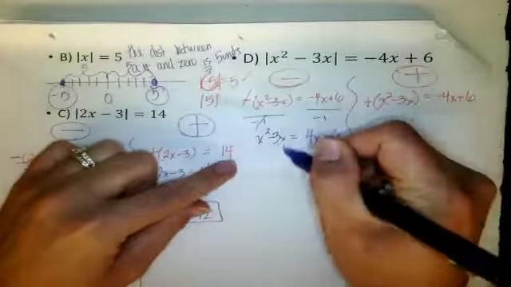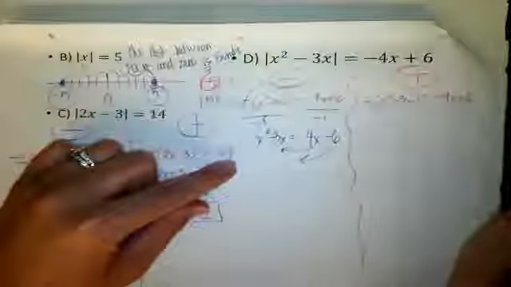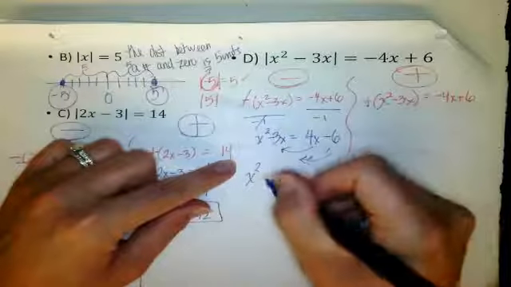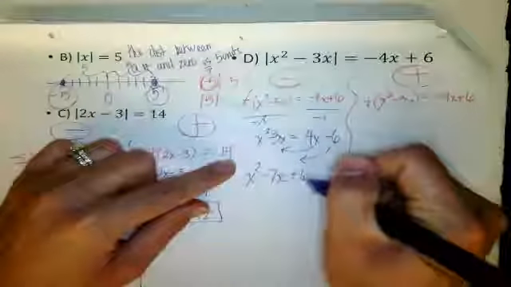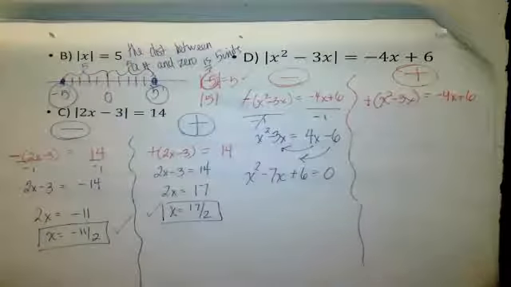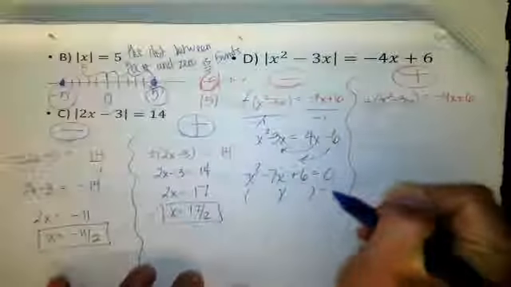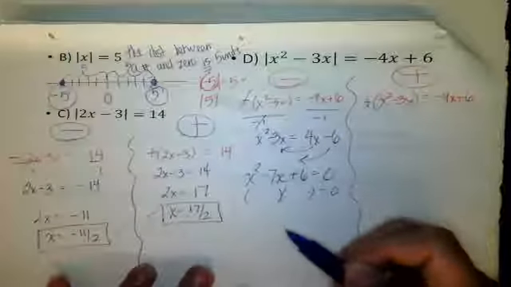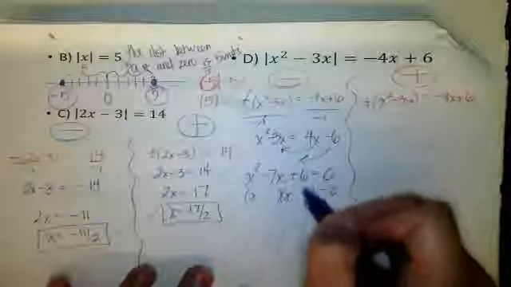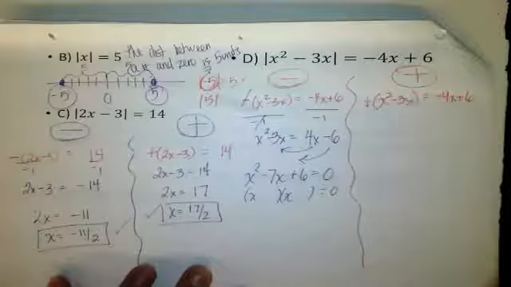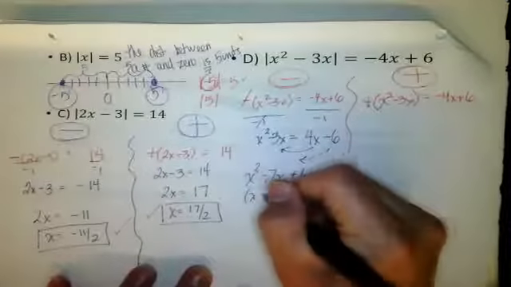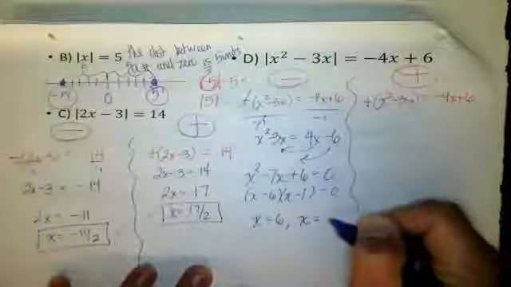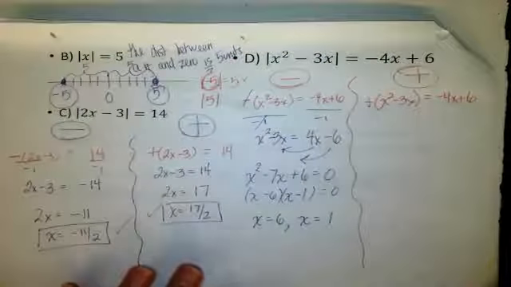Now it's quadratic, so I'm going to set everything over to one side. So I get x squared. I'm going to subtract 4x, and a -3x is -7x, and add 6. And I can factor. What times what is +6? -6 and a -1, which means we have possible solutions of 6 or +1.